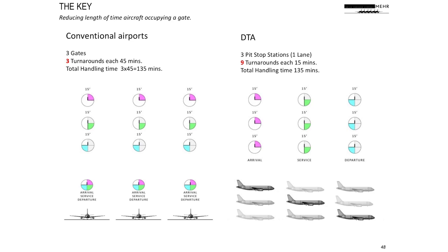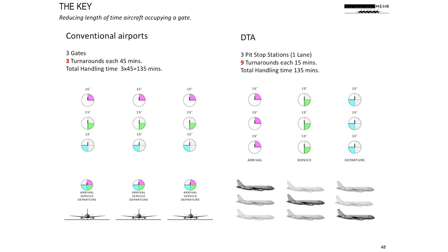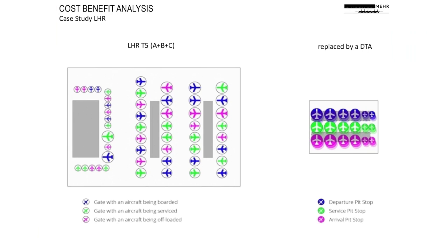Here again, the comparison with the street, with one third of the amount of gates necessary. Again, I can try to explain it. If I have three static gates on the left side with a normal procedure, on the right side I have drive-through airport. At the same time, within these 135 minutes, I can handle 9 airplanes. So if you apply that, for example, to Heathrow, then you see that I can reduce the entire airport to this, what you see on the right side.